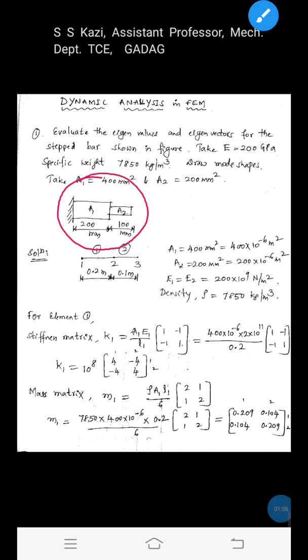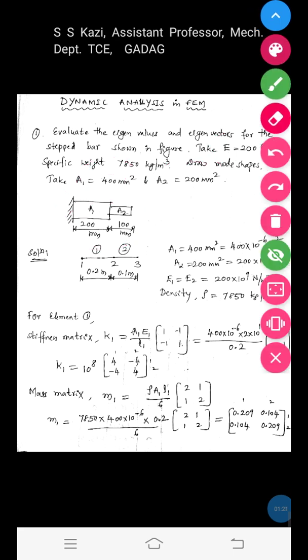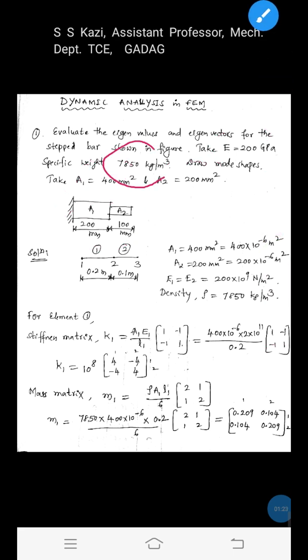The stepped bar here, the area of the element 1 given is 400 mm square, area of the element 2 is 200 mm square, and the entire bar is made up of the same material. Young's modulus given is 200 gigapascal, and the density is given in terms of mass density, that is 7850 kg per meter cube. The unit is kg per meter cube.